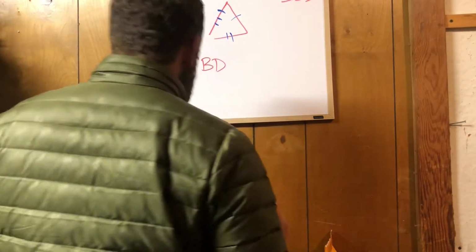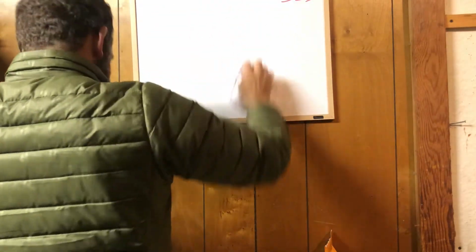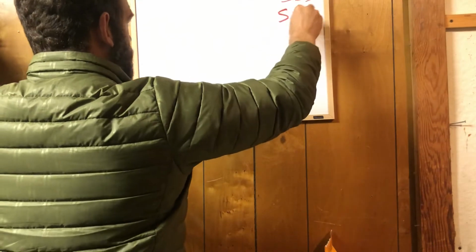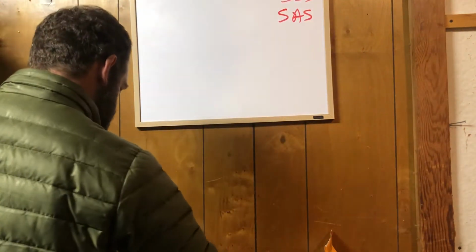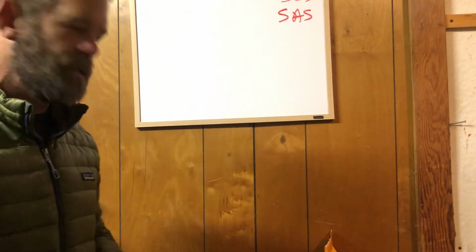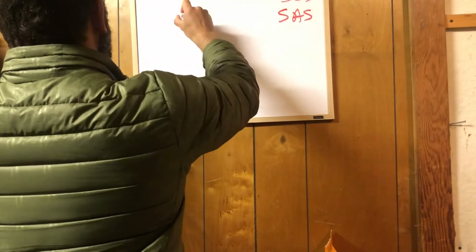Okay, the next triangle conjecture that I give you is side, angle, side. And I say 2 congruent sides with an included angle. What included means is in between.